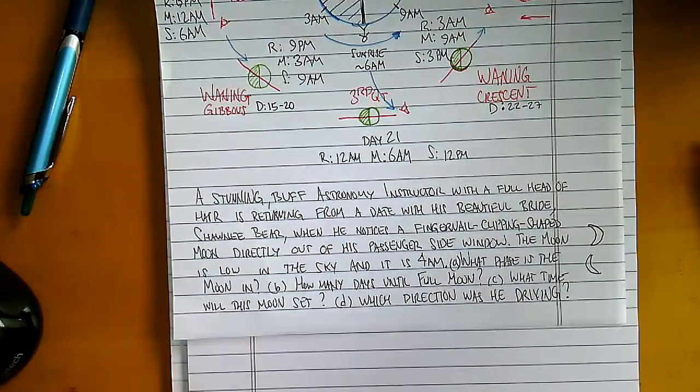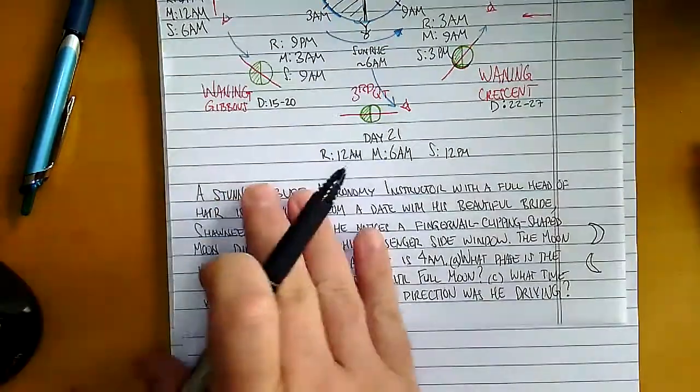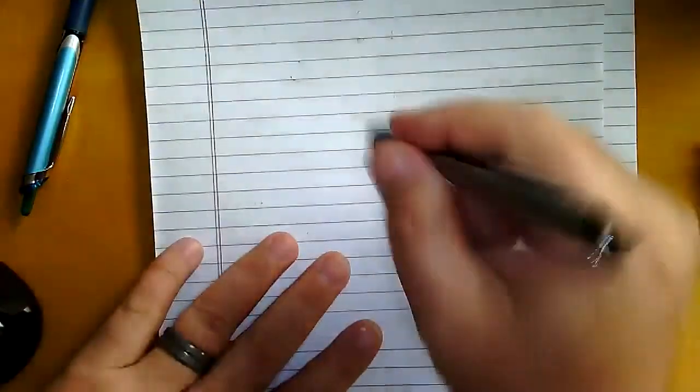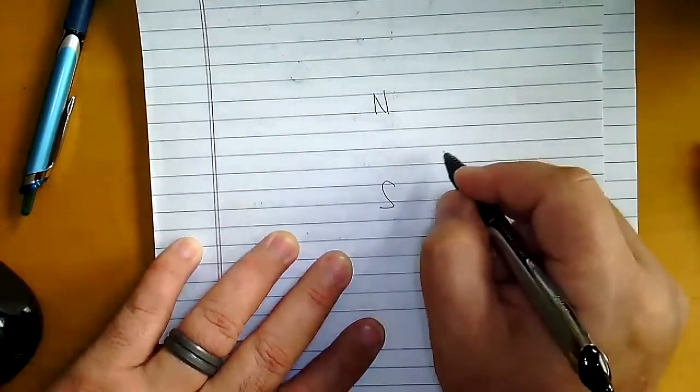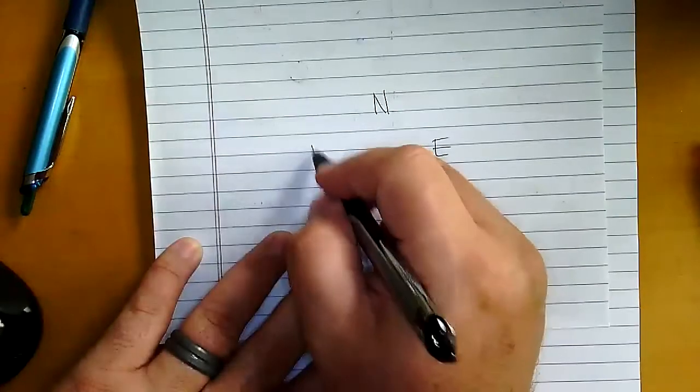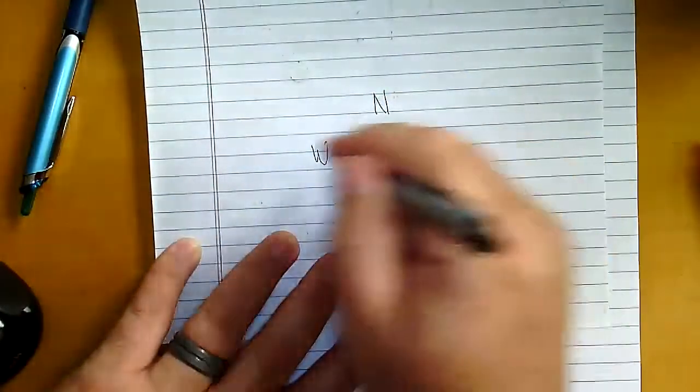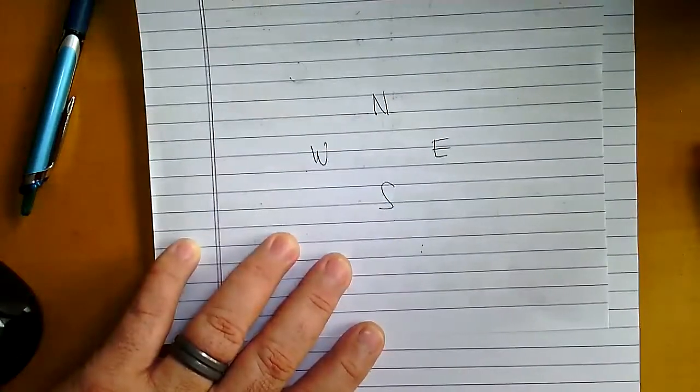Now, the hard part is how do we actually get which direction he's driving? So I'm going to use a picture on the back here. Let's imagine this is north, this is south, this is east, and this is west. News, NEWS. Isn't that neat?